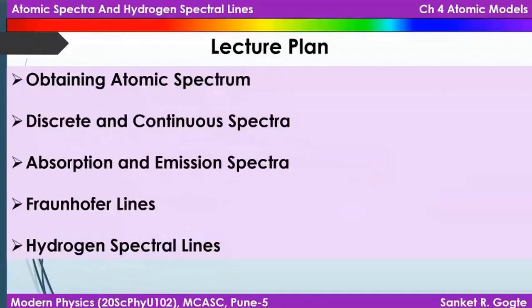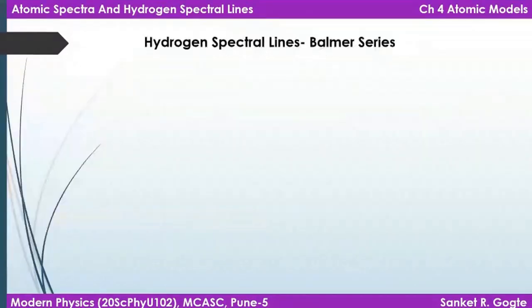Yeah, this is what we were discussing yesterday. This was the lecture plan. So yesterday we discussed these topics: atomic spectra, how to obtain an atomic spectrum. Then we saw the difference between discrete and continuous spectrum, absorption and emission spectrum, and finally we saw these Fraunhofer lines. Let's start with hydrogen spectral lines, and we will start with the Balmer series.